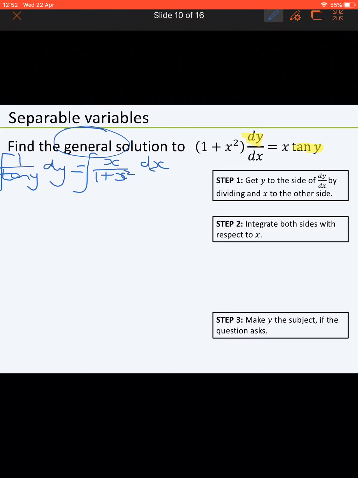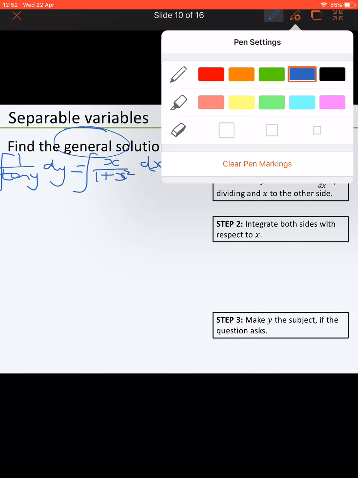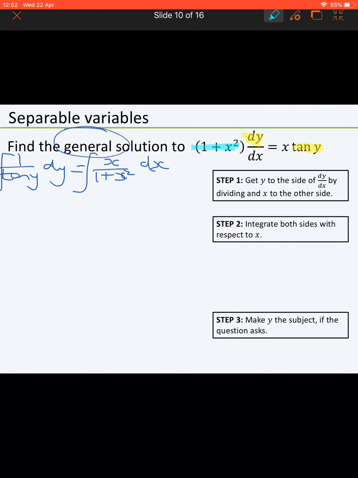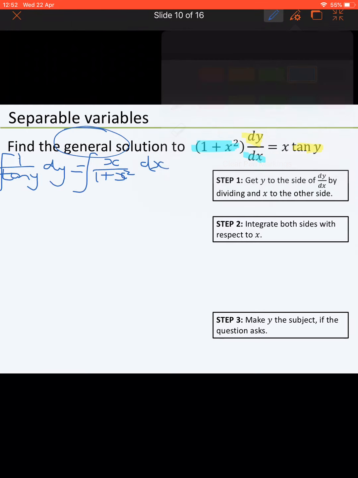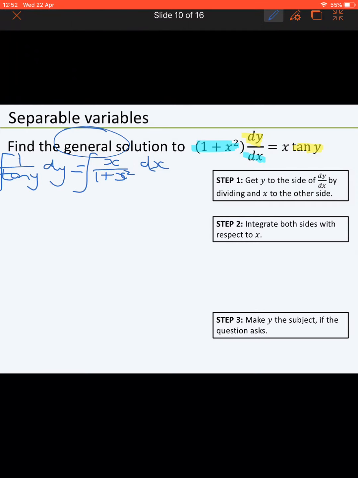So I have essentially taken this bit here and divided it over onto the right hand side, and then I've taken up this dx onto the right hand side as well as taking the tan y over to the left. Okay, so I'm pretty happy that I've done my separate. I now need to think about how on earth I'm going to integrate that.